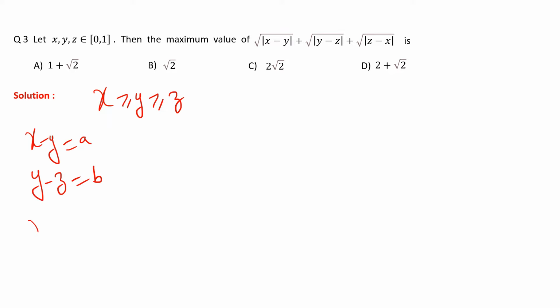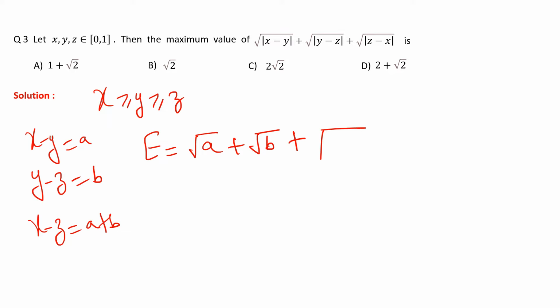Fine. If I add both of them, I will be getting x minus z equal to a plus b. Now students, I am taking our given expression as E. So E will become square root of mod of a. Now obviously x is greater than y, so it is just square root of a, plus square root of b, plus square root of, I can write here mod of a plus b or just a plus b, because a plus b is positive. Why I'm saying this? Because mod of z minus x is the same as mod of x minus z, and we have got x minus z as a plus b.